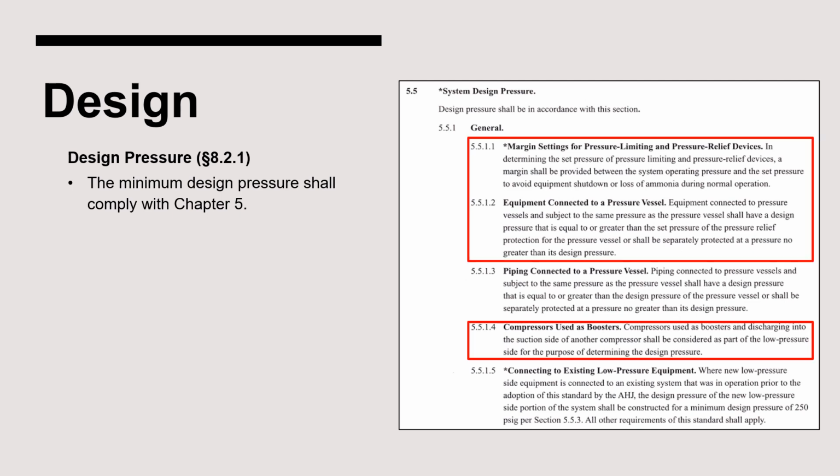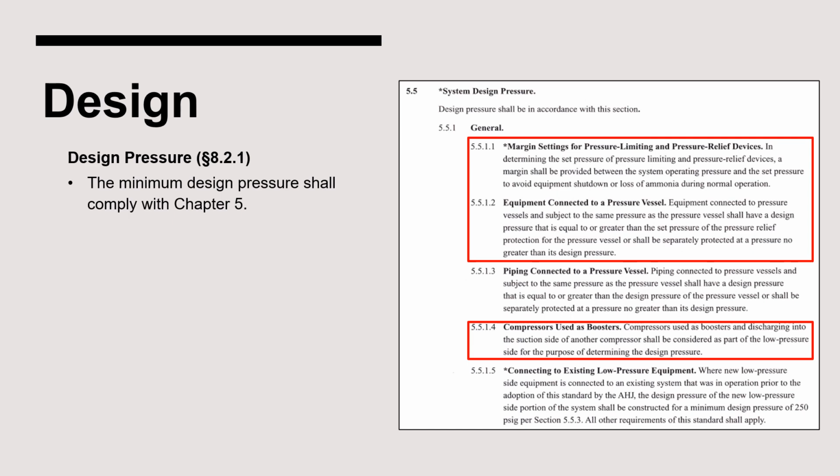Item 1 requires that the set points of the high discharge pressure cutout and relief valves be higher than the normal operating pressure. There should be a margin between these to avoid unnecessary equipment shutdown or ammonia loss through a relief valve. Since compressors are connected to a pressure vessel in the form of an oil separator, item 2 is applicable to compressors. This requires that the compressor shall have a design pressure that is equal to or greater than the pressure relief valve set point. Provision is also provided for the compressor to be protected separately from the oil separator.